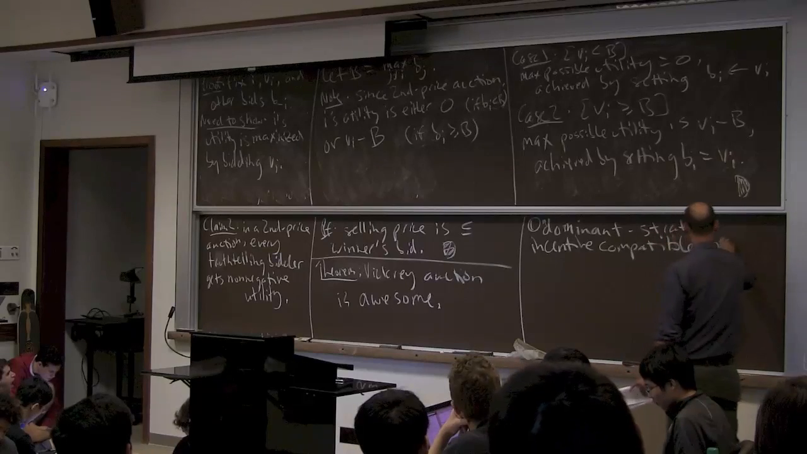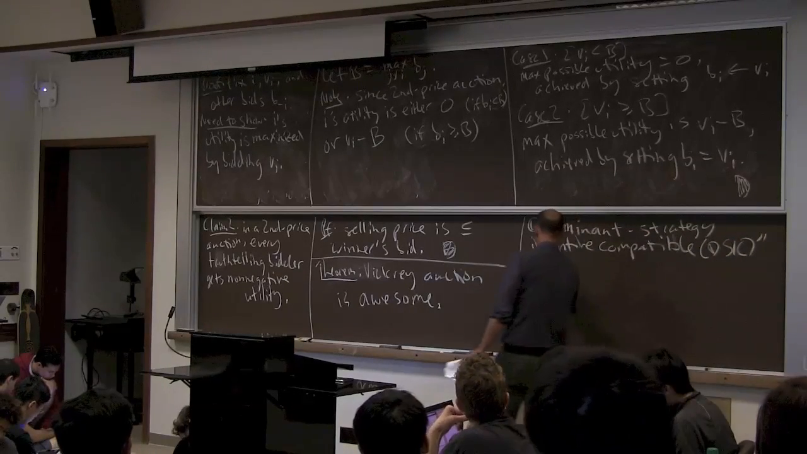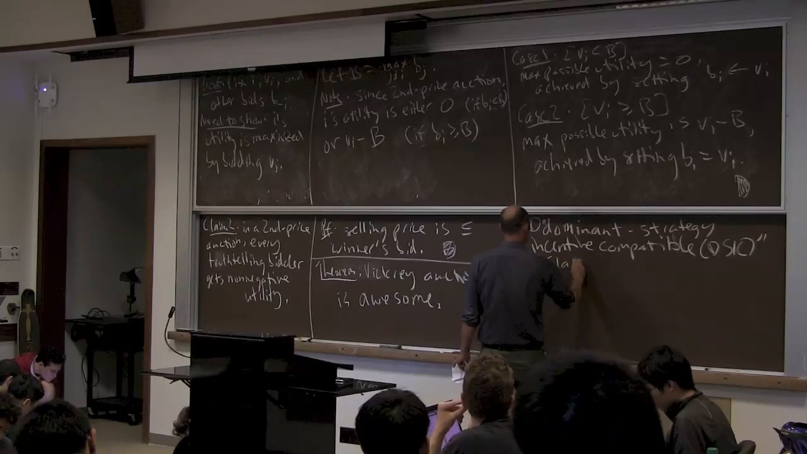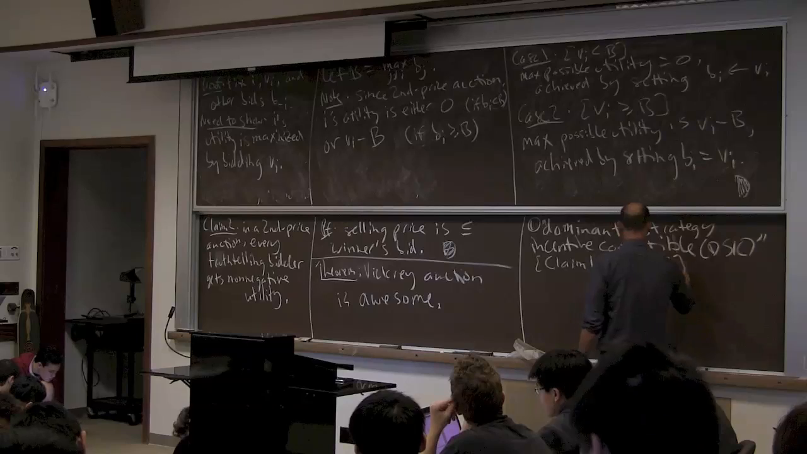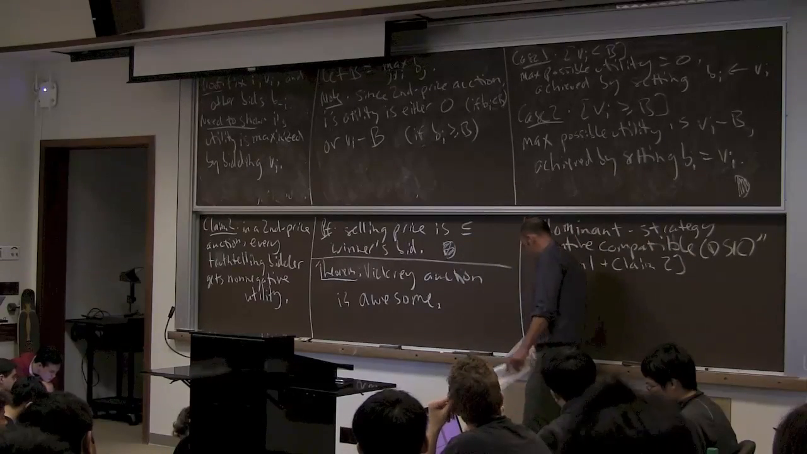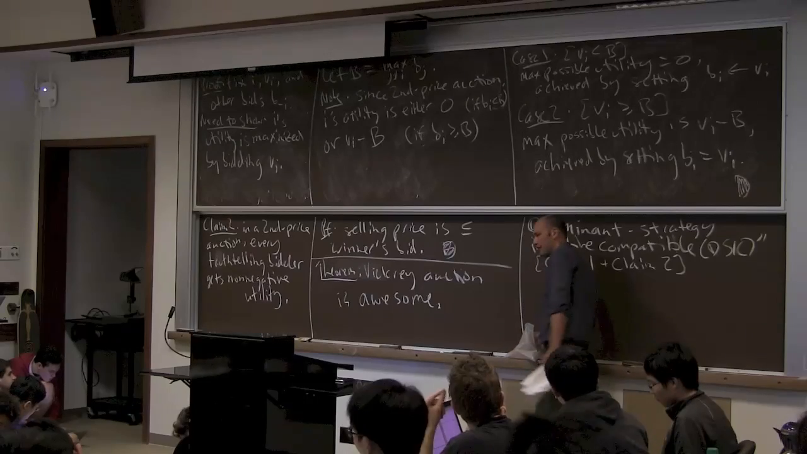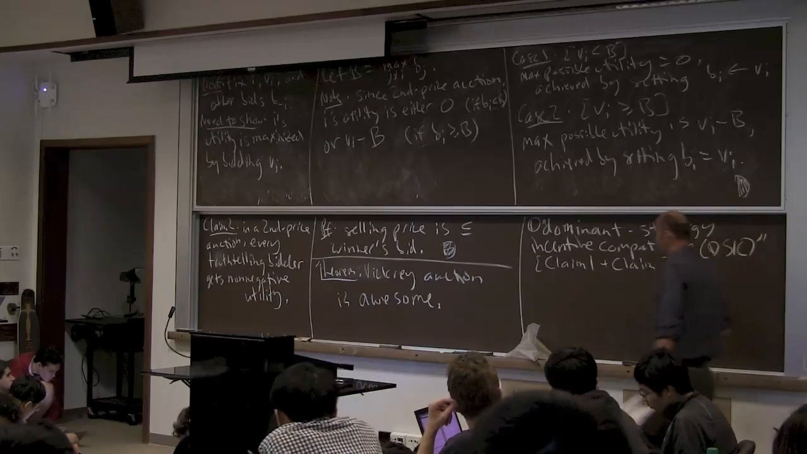Or DSIC. What does this mean formally? Formally, this just means what we just proved in Claim 1 and Claim 2. Okay? That's what dominant strategy incentive compatible means. It means bidding your true value is a dominant strategy, and if you bid your true value, then you're guaranteed non-negative utility.